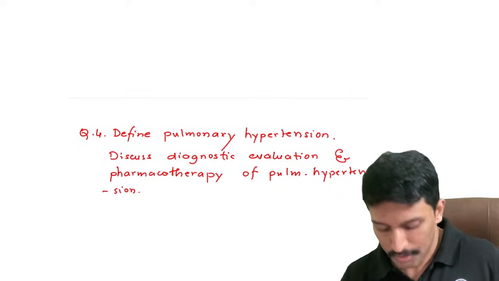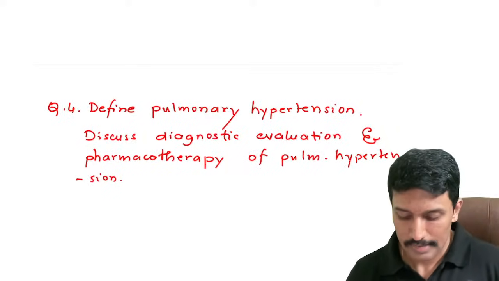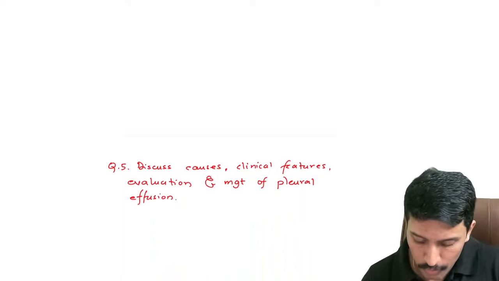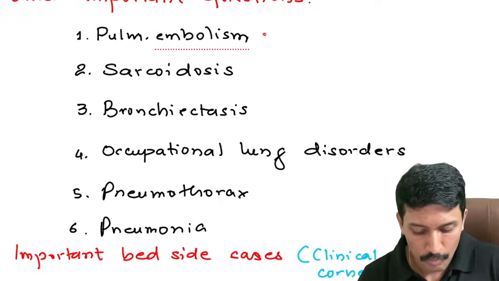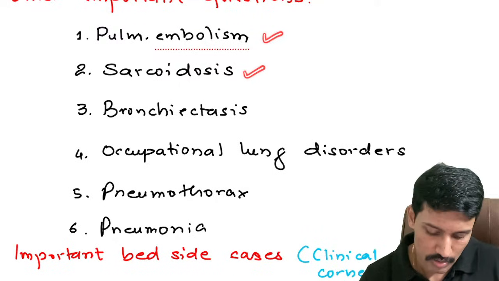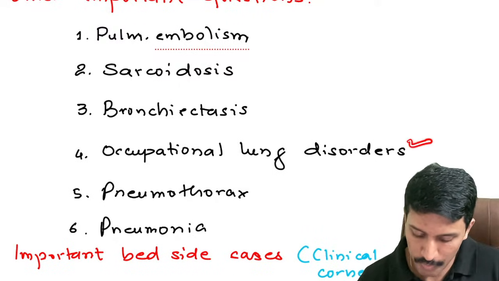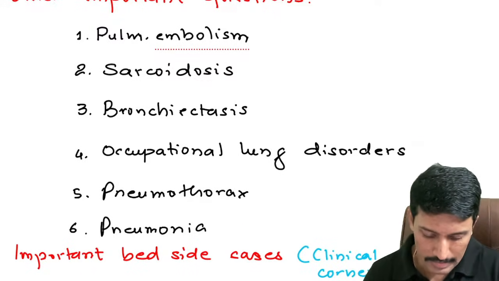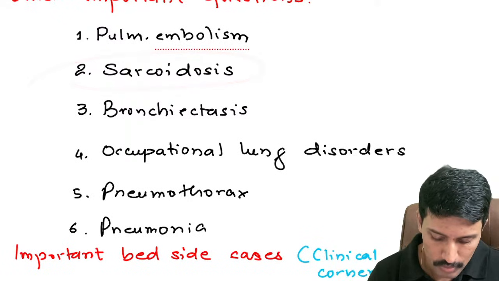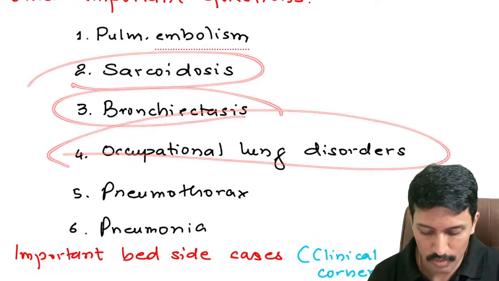So we will take one more question. We'll take just 10 more minutes, and that is going to be pulmonary hypertension. Apart from that, you may expect a question on pulmonary embolism, sarcoidosis, bronchiectasis, occupational lung disorders, pneumothorax, and pneumonia. In your written paper, most likely they may ask about sarcoidosis, bronchiectasis, or occupational lung disorders.